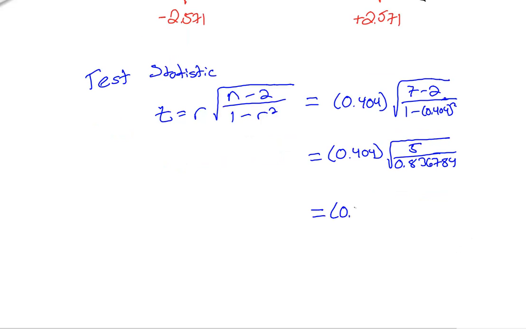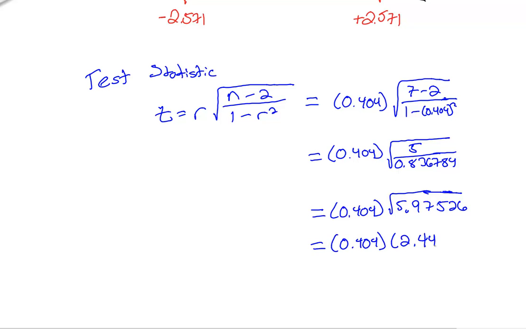Then I get 0.404 times the square root of, I'm taking 5 and dividing it by 0.836784, and I get 5.97526. Take the square root of that, and I get 2.4444. Multiply those, and I want 3 decimal places, so that's going to be 0.988. The reason I want 3 decimal places is because our t values are also 3 decimal places.